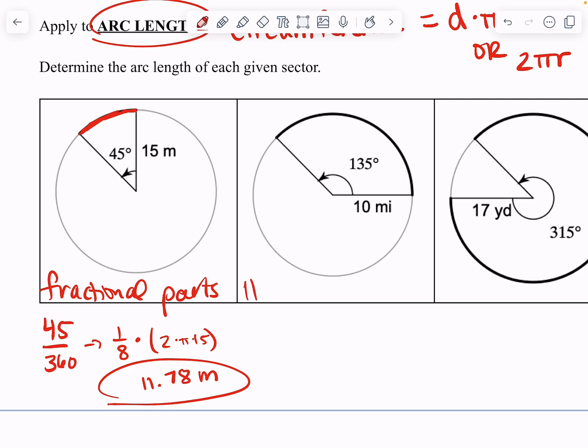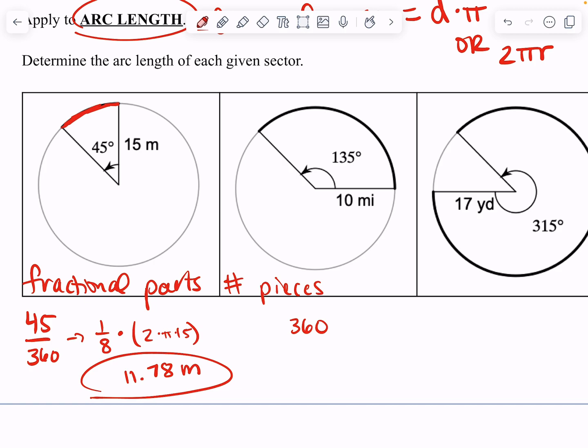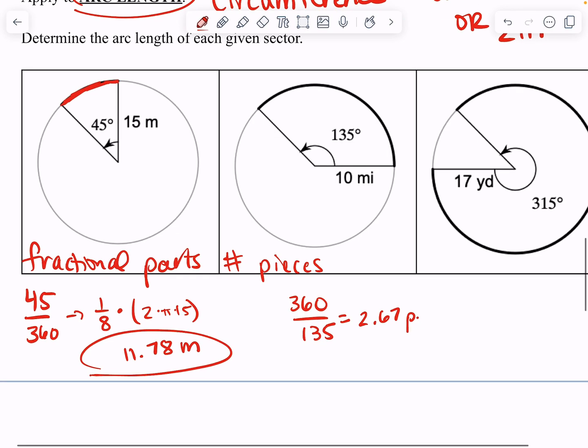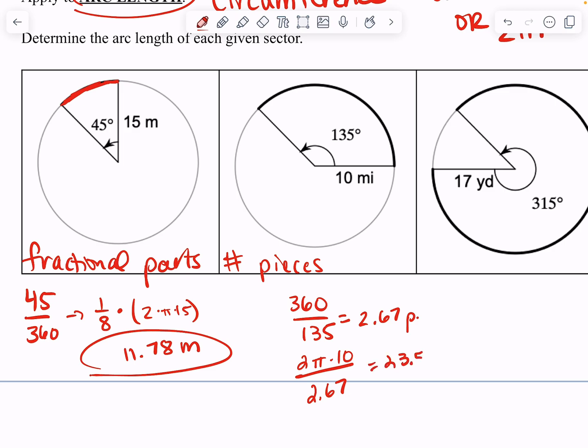If we want to do this by the number of pieces, we can still do that. So if I do that, I'm doing 360 degrees divided by 135. That'll tell me how many pieces of 135 degrees there are. So 360 divided by 135 gives me really like 2.67 pieces. So I'm going to take my circumference, which is 2 pi times 10, and divide it by 2.67. And when I do that, I'm getting approximately 23.53.